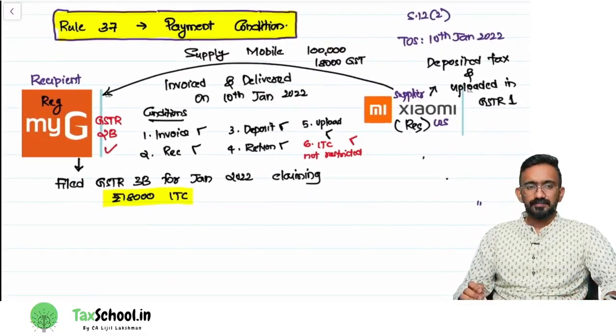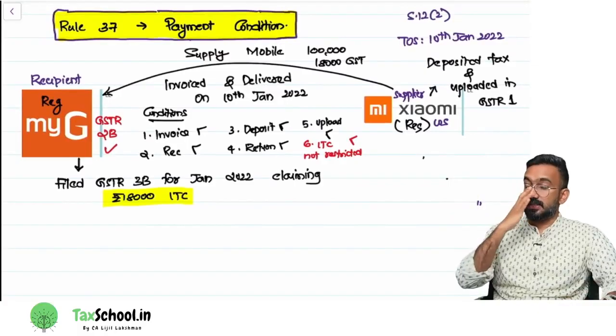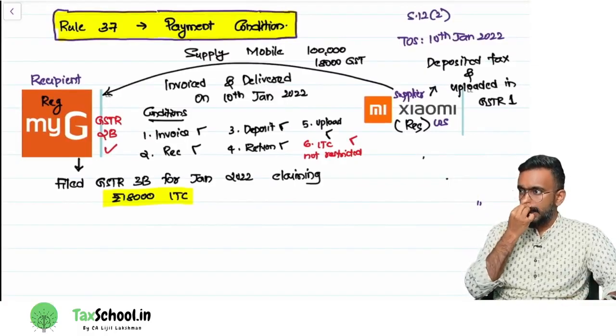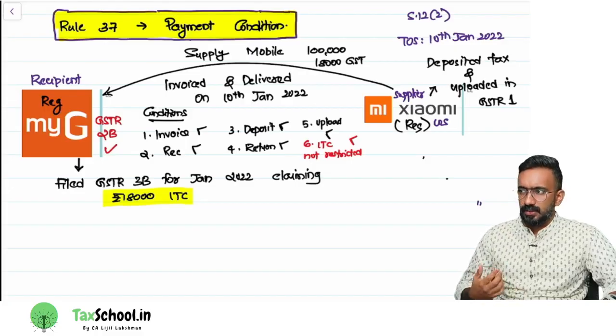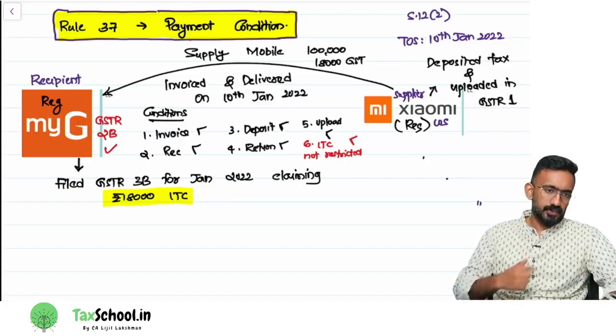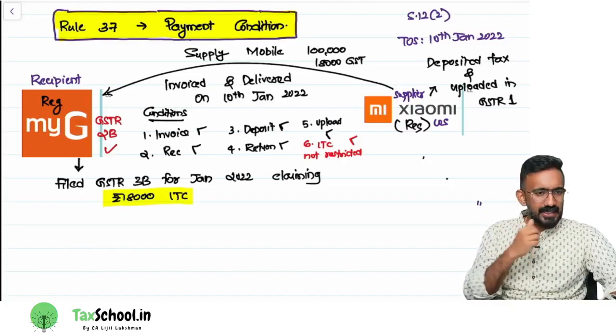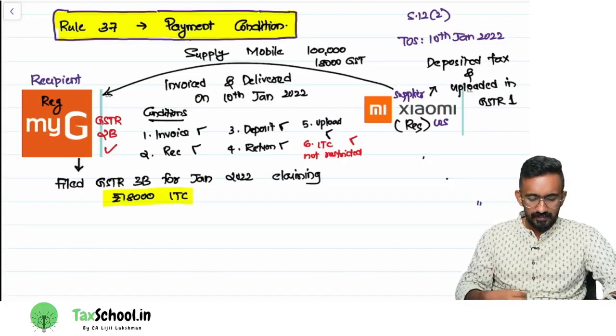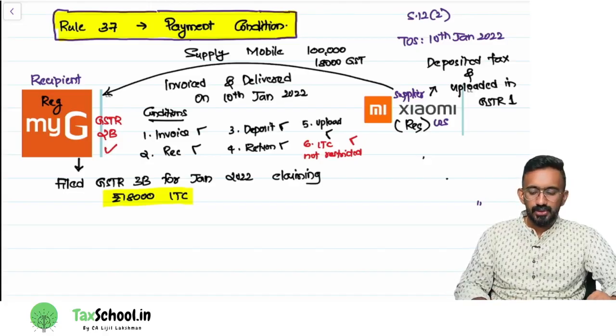Say, Xiaomi has made supply of mobile phone to MyG, invoiced and delivered on 10th January 2022. So invoice is there, goods are received, uploaded by Xiaomi in GSTR 1, and it is reflected in 2B, and MyG has taken in their 3B 18,000 ITC. Invoice date was 10th January 2022. Now MyG has taken credit in January 3B itself. However, MyG has not made payment to Xiaomi yet.